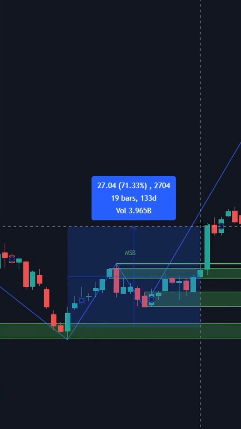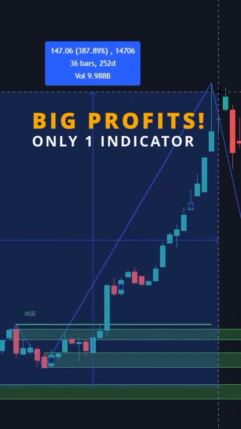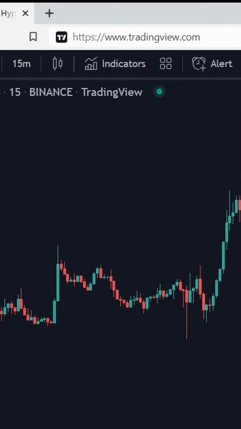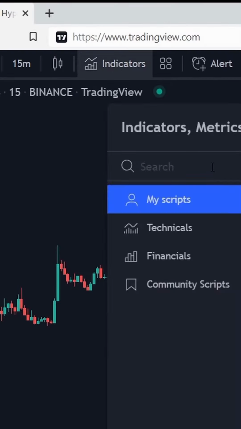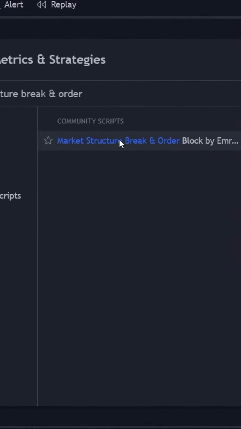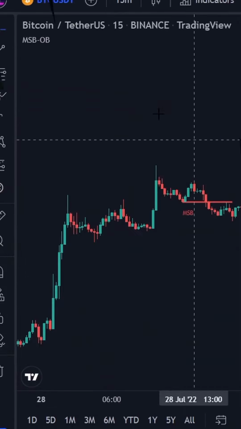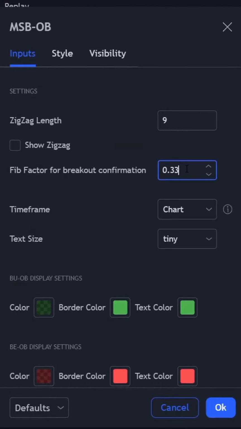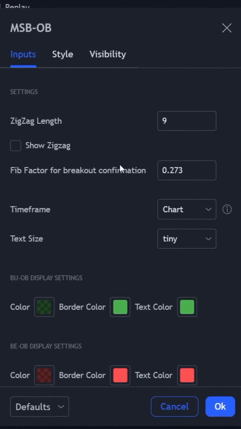Here is how I find a highly profitable trade using only one simple indicator. First, you need to open your TradingView. Then type in market structure break order. Then click on this one by MREC. Next, we are going to the settings menu. Change this option into this, and then make sure the indicator is showing the zigzag.